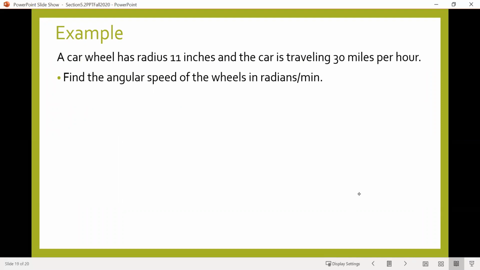Here we're told that a car wheel has radius 11 inches, and the car is traveling 30 miles per hour. We're asked to find the angular speed, and they want us to find it in radians per minute, which means we're going to have to work with some radians.